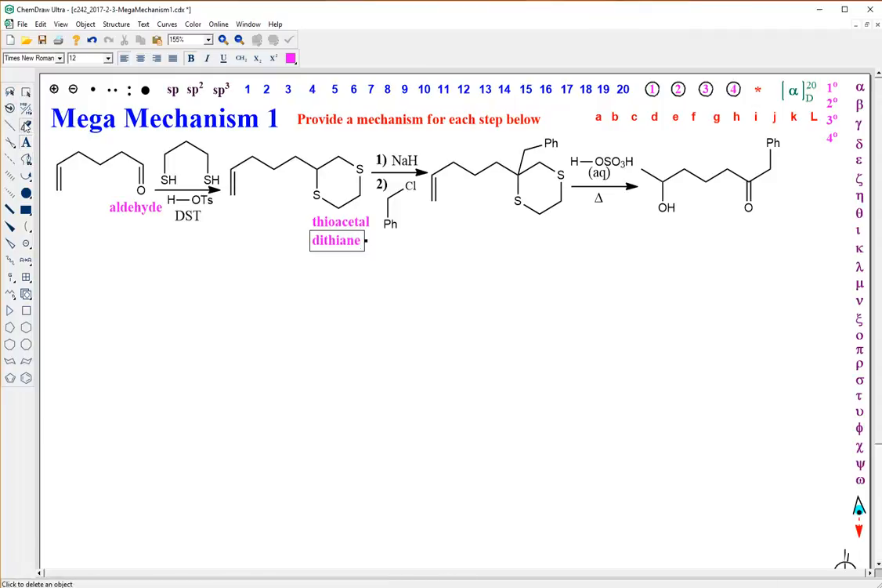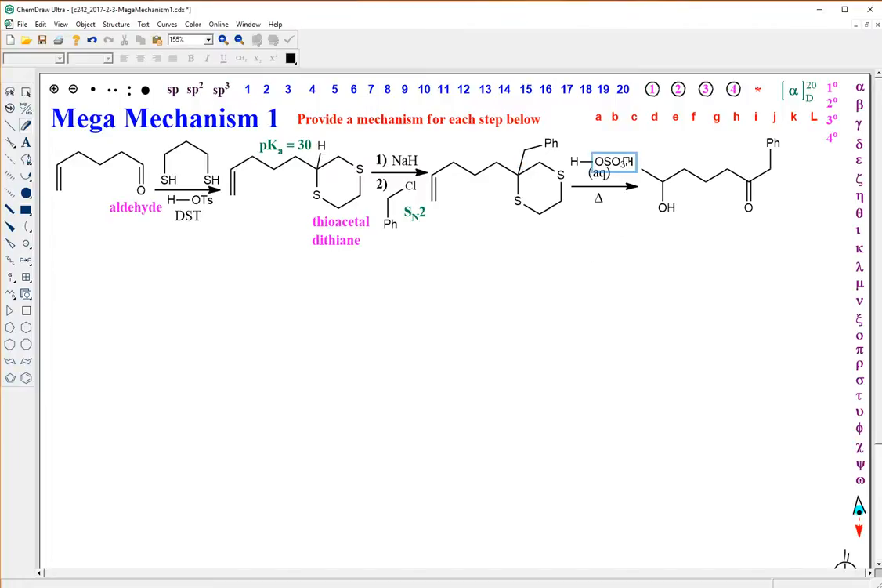a dithiane has a pKa of 30 on this hydrogen right here. That's a new one. If you deprotonate the dithiane with sodium hydride, you will make a carbanion here, which will participate in an SN2 reaction with benzyl chloride, thus creating this carbon-carbon bond right here.